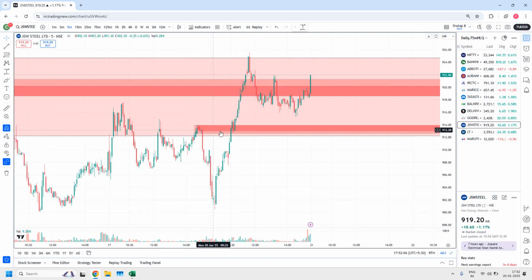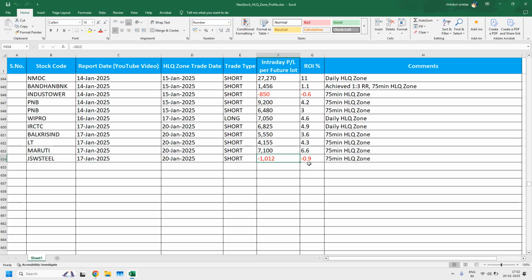So those who took a trade and stopped out in this, if you would have identified the origin, you would have taken another short trade and got a good profit. Whatever loss you got, a minimal loss, you would have recovered easily. What is the loss we got? 1000 rupees, which is 0.9% ROI, as per one futures margin cost, less than 1% of your investment.